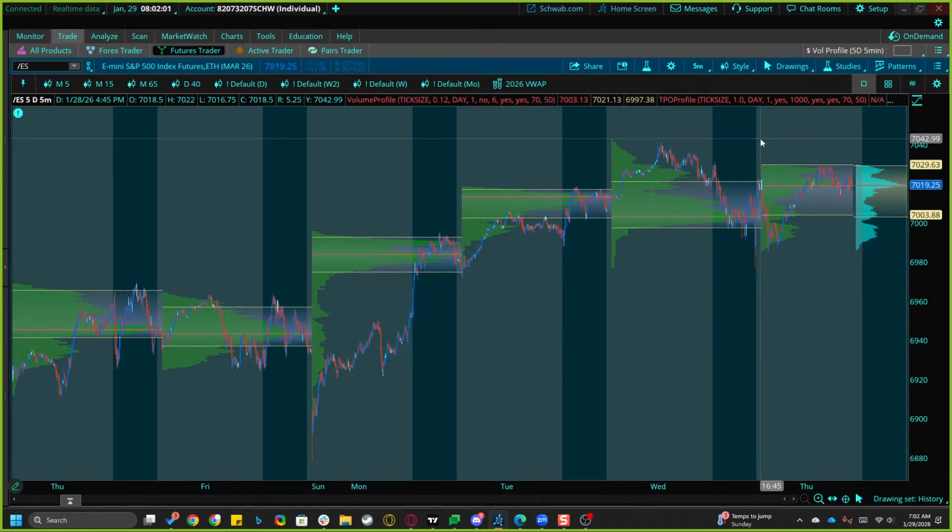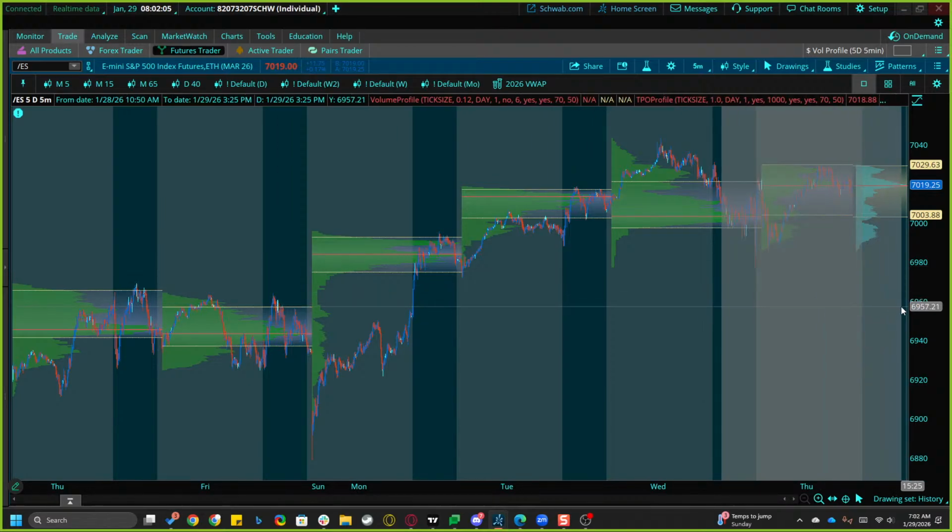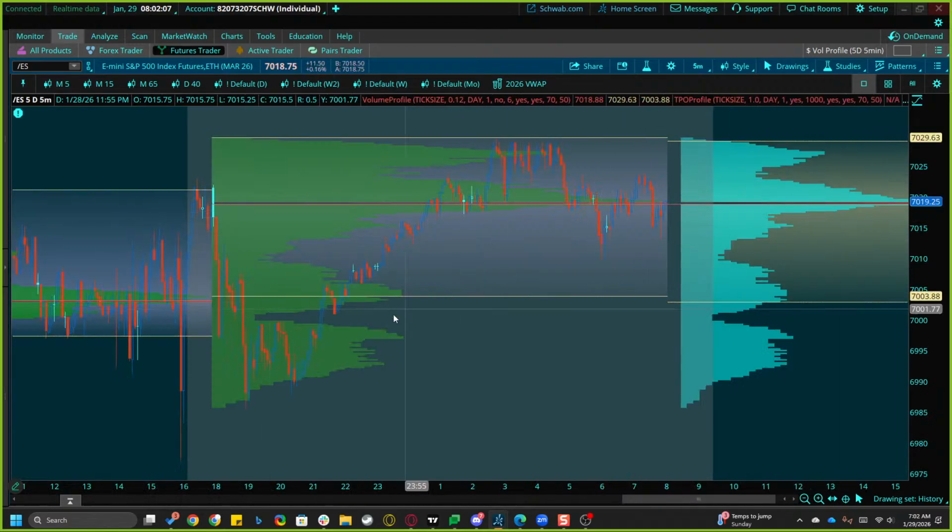No VPOC for today. We've already cut through that level. Not a lot of value. And there's no insight into the volume profile and the TPO of this morning. Just these micro distributions everywhere. This isn't helpful. It's just garbage.